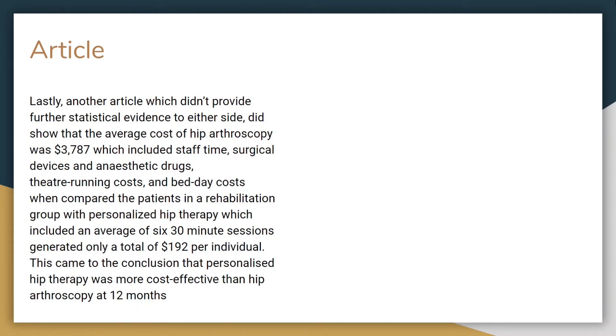Lastly, another article, which didn't provide any further statistical evidence to either side, did show that the average cost of hip arthroscopy was $3,787, including staff time, surgical devices and anesthetic drugs, theater running costs and bed day costs, when compared to the patients in a rehabilitation group with personalized hip therapy, which included an average of 6 30-minute sessions, generating only a total of $192 per individual. This came to the conclusion that personalized hip therapy was more cost-effective than hip arthroscopy at 12 months.